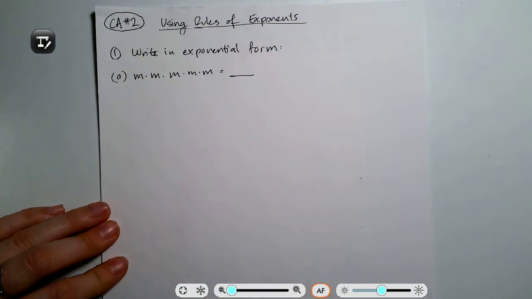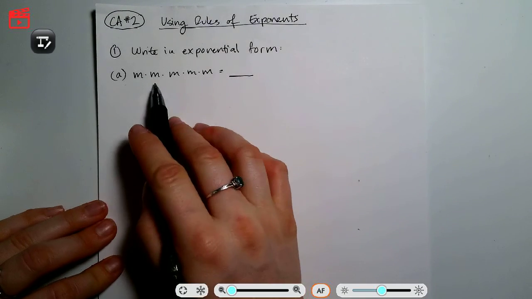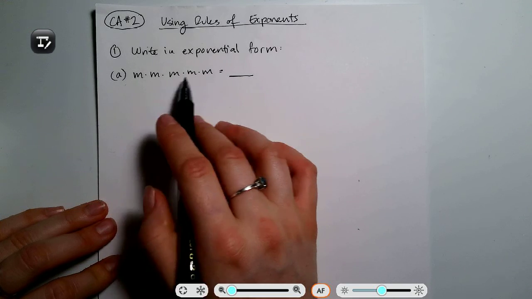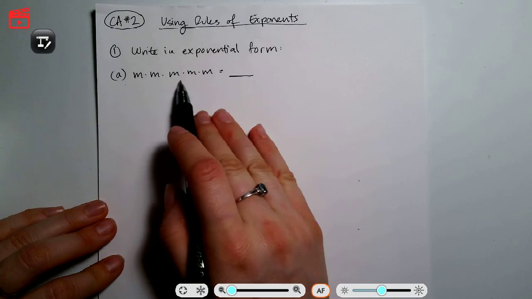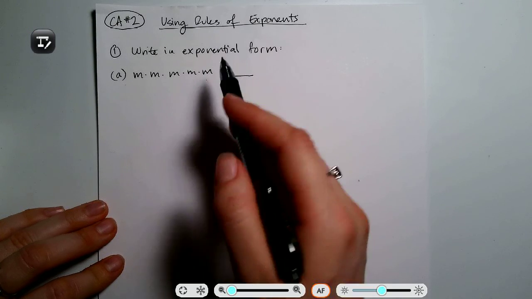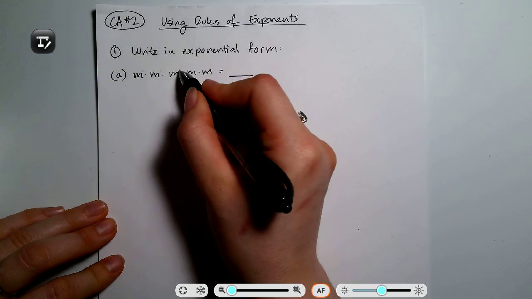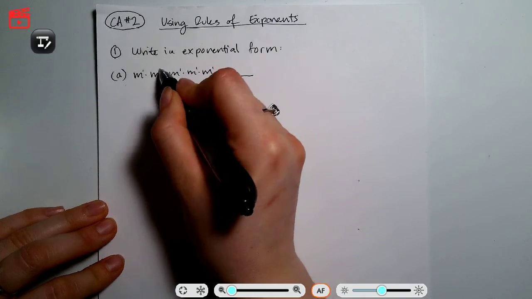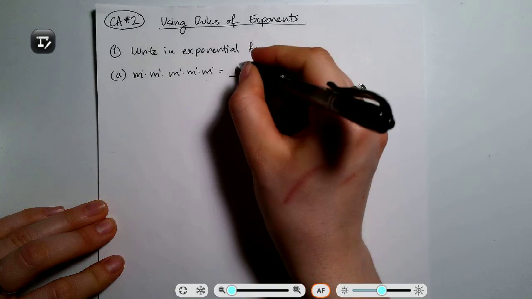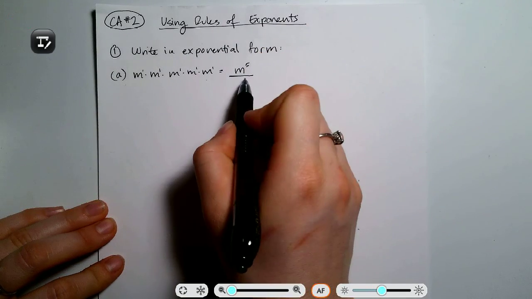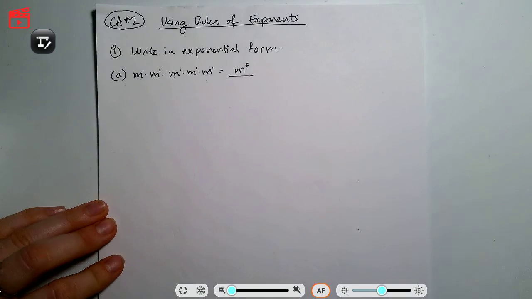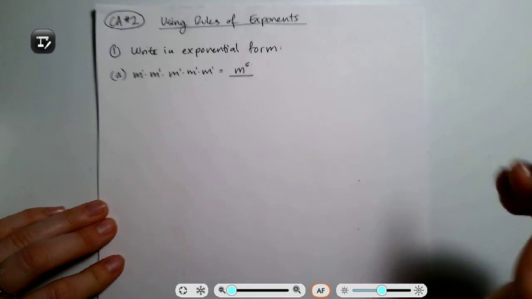So how would I write that in exponential form? I have m times m times m times m times m. Well, when you're multiplying, you keep the base and add the exponents. So what are the exponents on these m's? Well, they're all 1s. So keeping the base, m, and adding the exponents, I have 1, 2, 3, 4, 5. Well, does that make sense? Am I multiplying m 5 times? 1, 2, 3, 4, 5, yeah. I'm multiplying m 5 times.